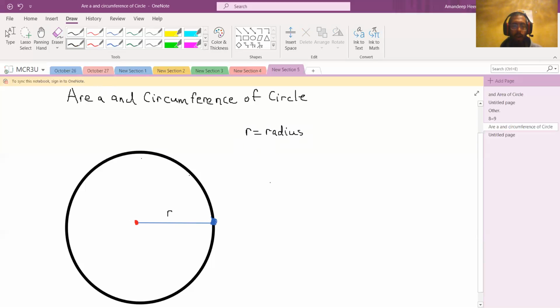Okay? Now let's define what circumference means. Circumference, C, is the distance that I traveled along the circle. So if I have my hand here, it's the distance that I traveled along the circle. That's the key.